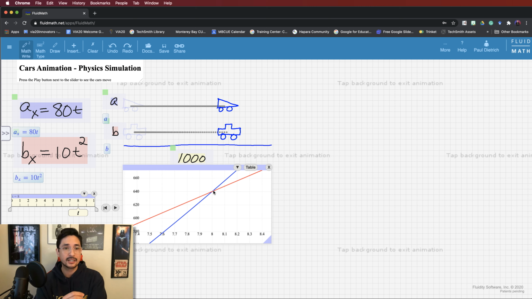So this is actually just a very small handful of what Fluid Math is capable of. It's just a website. There is nothing to download. You can do this on Chromebooks. There's a collaboration feature, which means you can have multiple kids on the same page at the same time, putting in and swooping and making graphs all at the same time. It's amazing.